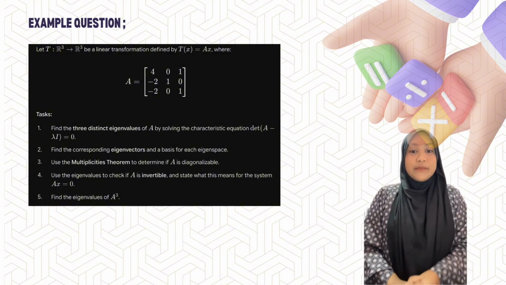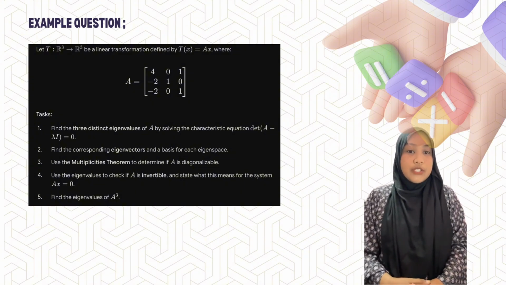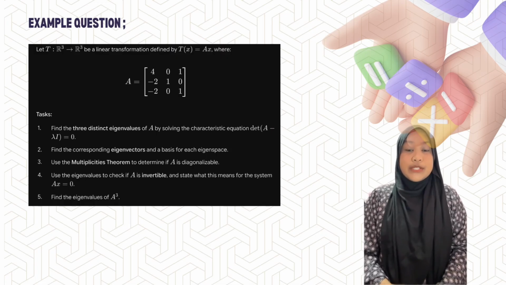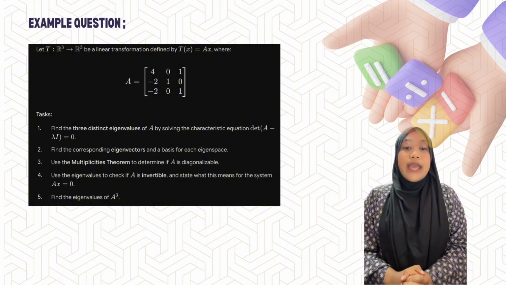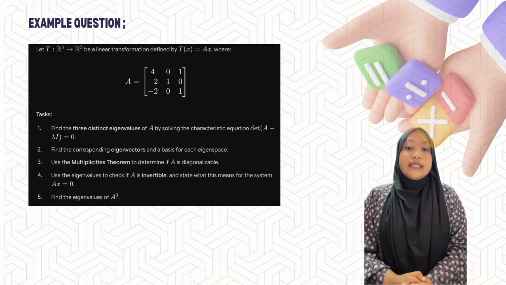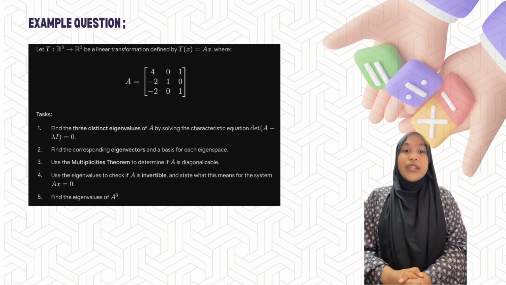Let's look at an example question to apply these theorems. We are given a linear transformation defined by this 3x3 matrix A. Our tasks are to find its three distinct eigenvalues and eigenvectors, analyze its multiplicities for diagonalizability, evaluate its invertibility, and compute the eigenvalues for A cubed.